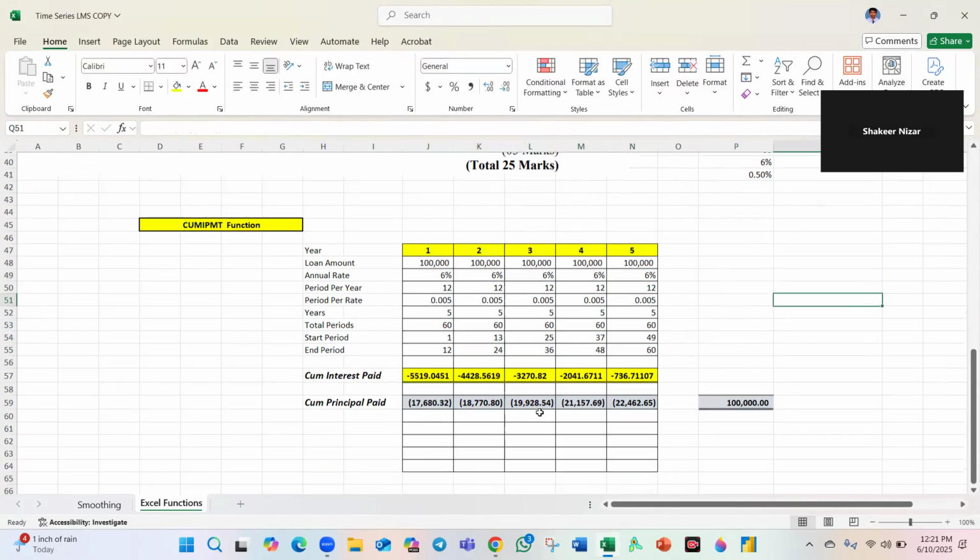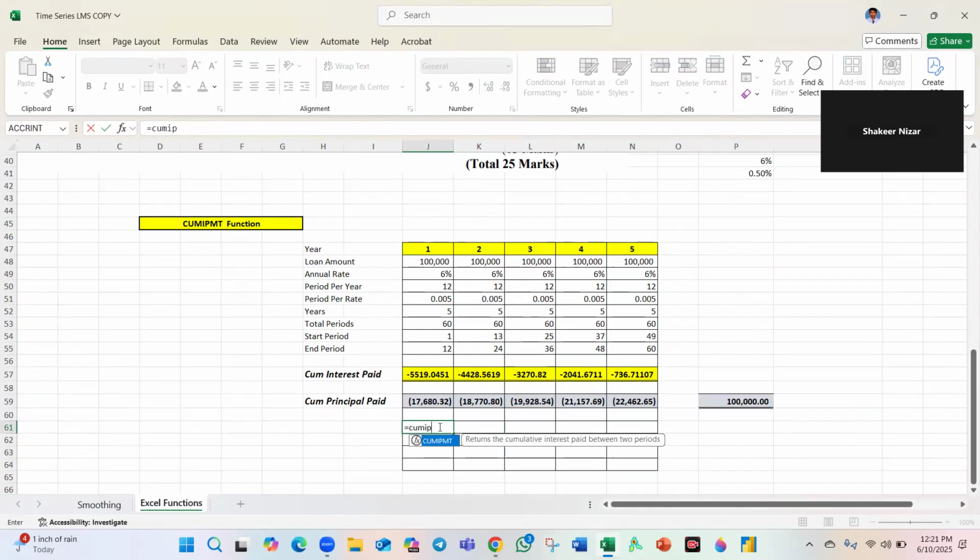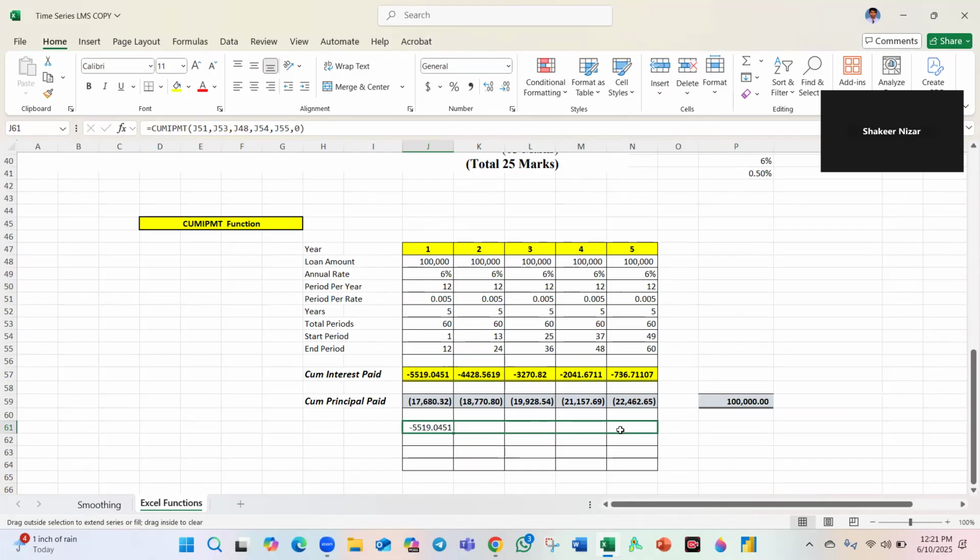To find the cumulative interest, there is a function called CUMIPMT. Rate, that is this rate, the monthly rate you need to give, nper, it is 60, present value is 100,000, start period, end period. Okay, I'm sorry. Rate is rate, nper 60, present value is this much, start period is this, end period is this, at the end of the year. You can drag it.